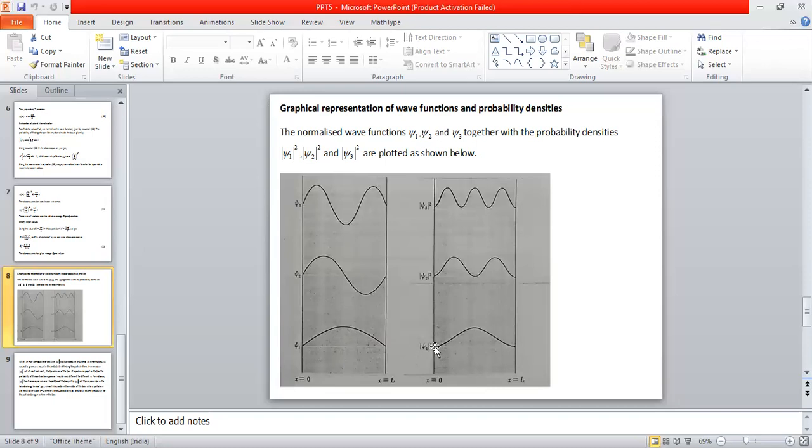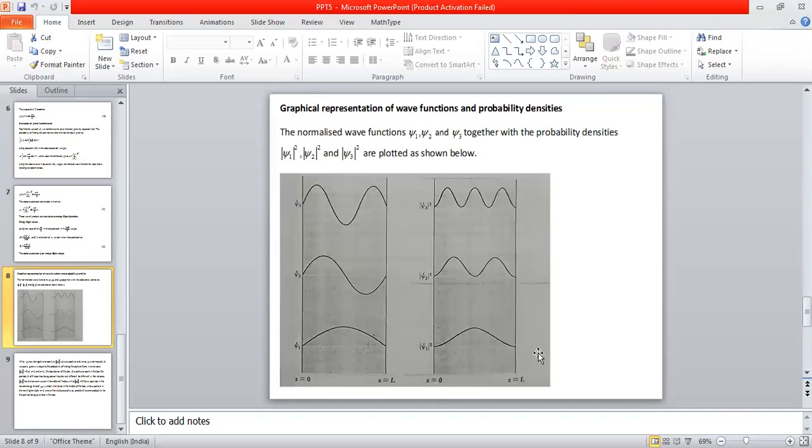And if we consider the probability of finding the particle inside the box for the n is equal to 1 state, it varies more or less in the same fashion as the wave function. The probability of finding the particle at x is equal to 0 and at x is equal to L is 0. As we move from x is equal to 0 to x is equal to L, the probability keeps on increasing, becomes maximum exactly halfway, that is x is equal to L by 2, and then again falls toward x is equal to L.